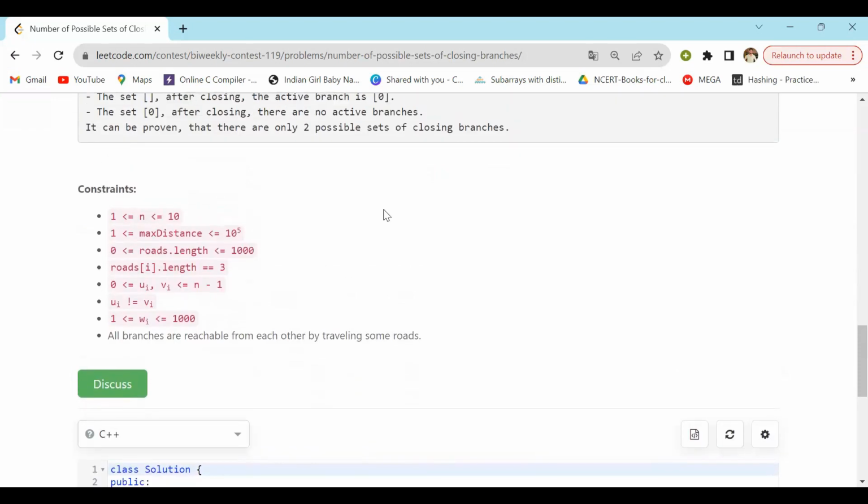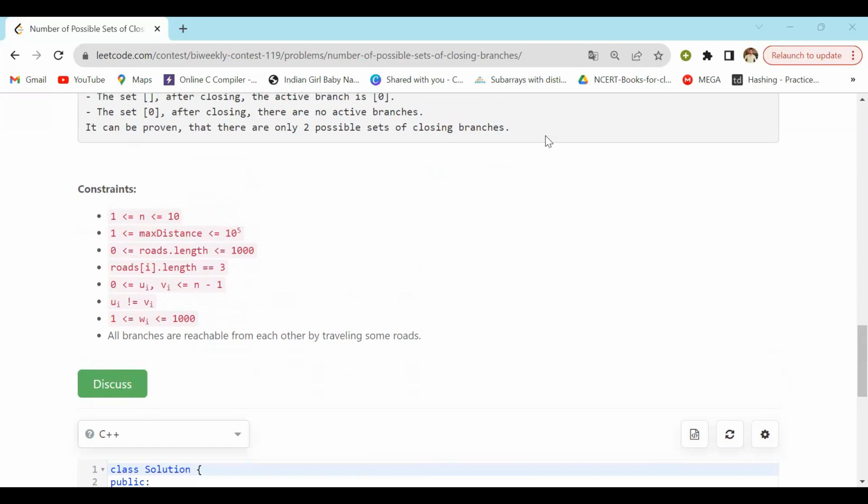So I think the question is quite clear. Is the question clear? Okay. So the question is still that we have to consider all the sets, and we have to take those sets which are feasible.